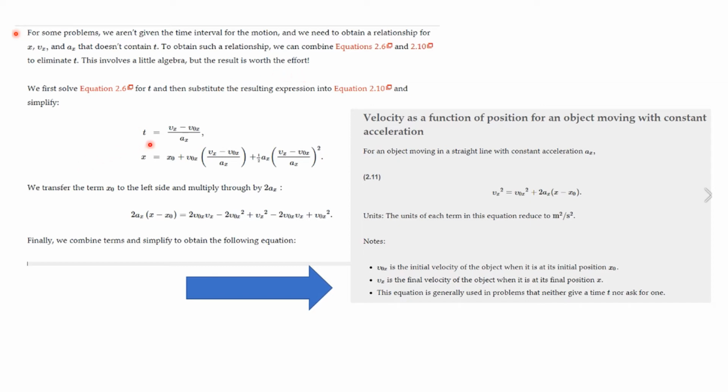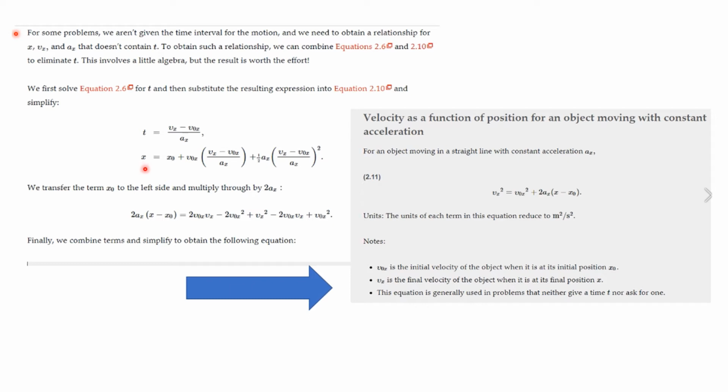Okay, so we know from a prior equation that we had in this lecture, if we solve for t, we can say t is equal to v sub x minus v sub 0 x divided by a sub x. And then we're going to take this expression for t, and we're going to substitute it in the equation that we just had everywhere where t is.